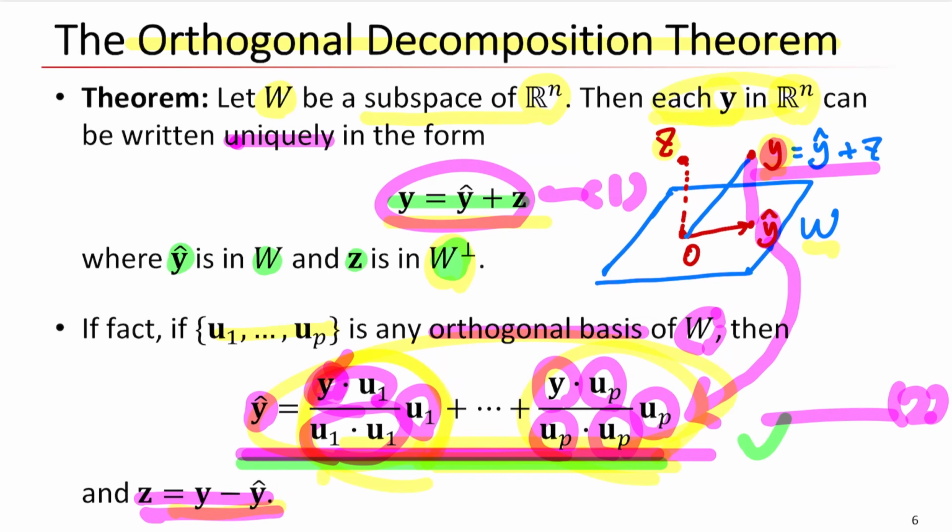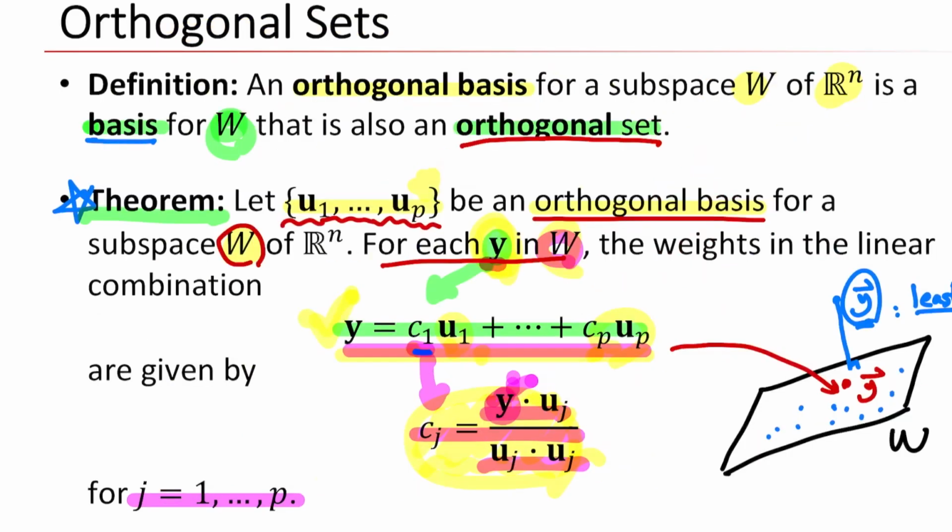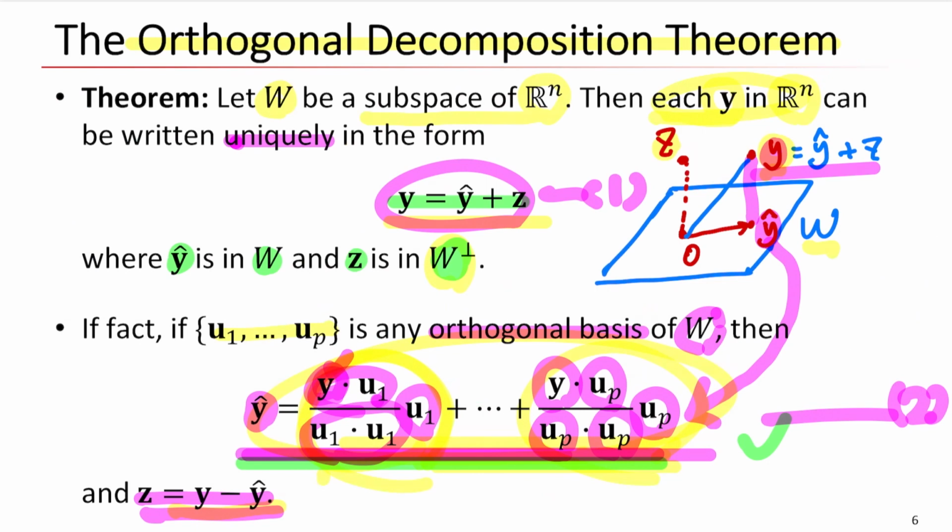And then if we think about y in the W space, this orthogonal decomposition theorem will be exactly the same as the previous one, right? So this is the orthogonal decomposition theorem, and we can say that this formulation is uniquely defined for each y and the W space, right?